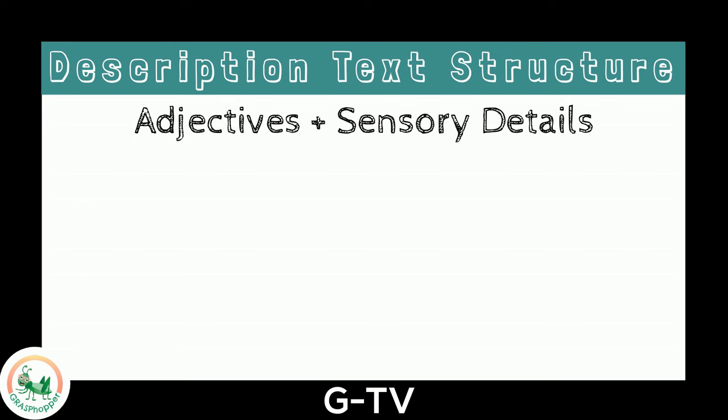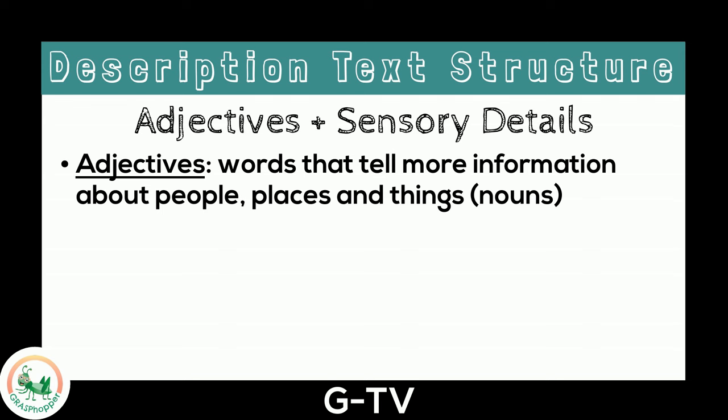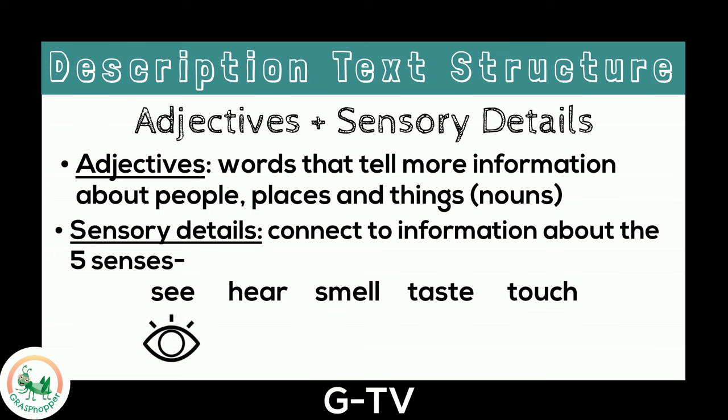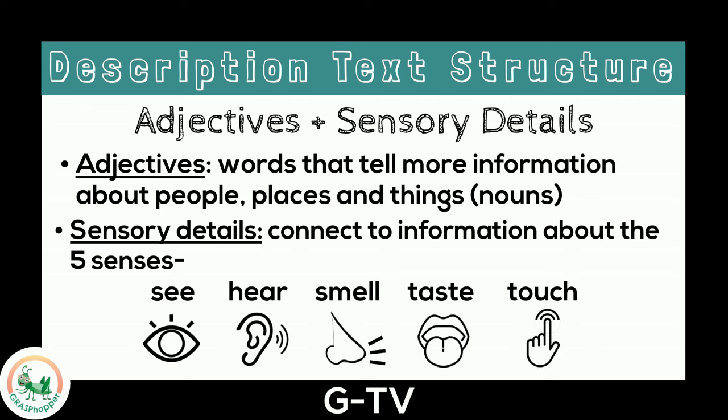Other types of description information are adjectives and sensory details. Adjectives are words that tell more information about people, places, and things. They describe nouns. Sensory details connect to information about the five senses: sight, or what you see, sound, or what you hear, smell, taste, and touch.